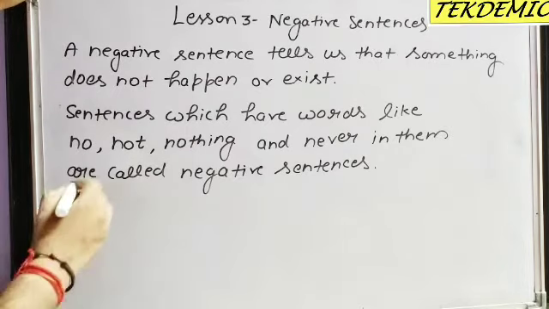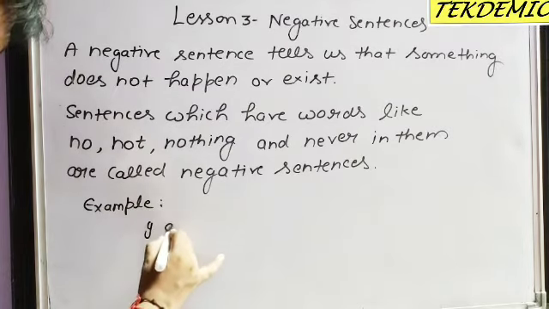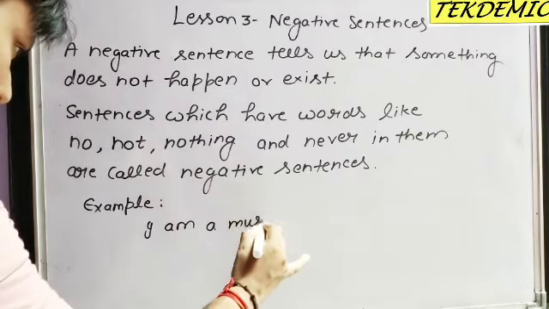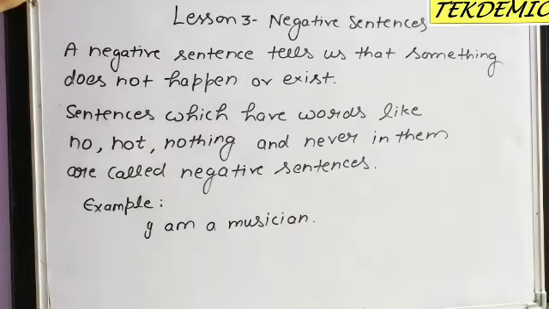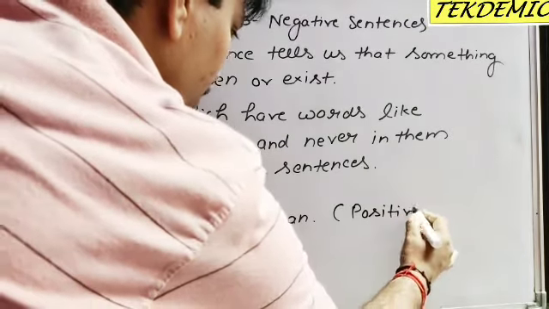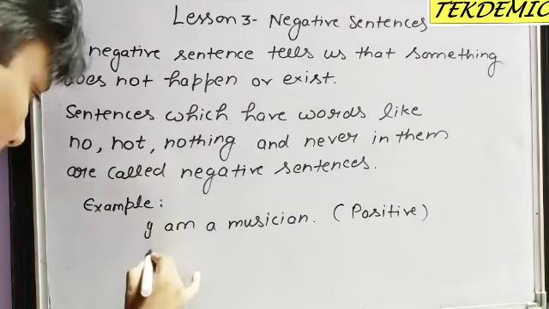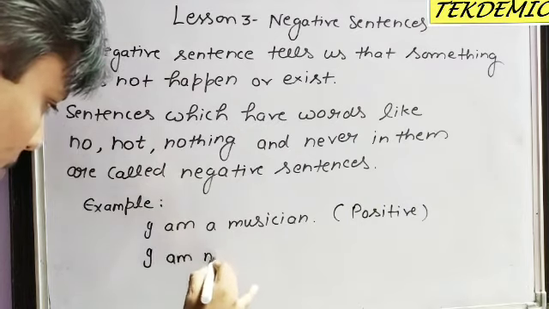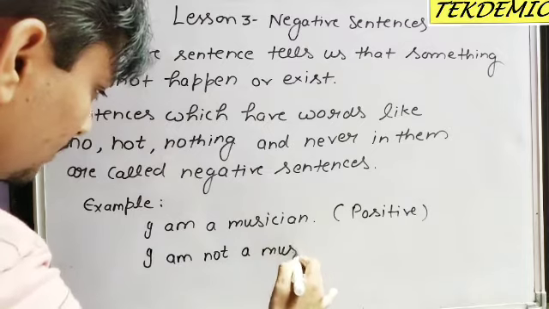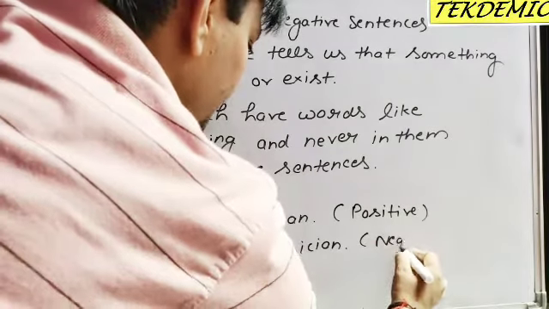Just take an example. I am a musician. This is a positive sentence because the sentence doesn't have no, not, nothing and never. So it is a positive sentence. I am writing here, it is a positive sentence. And how will we make it negative? I am not a musician. Okay, this is a negative sentence.